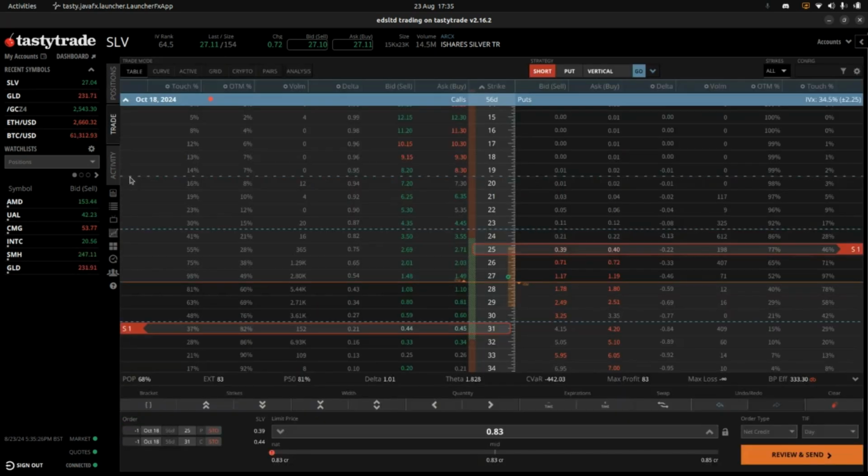So what is the profit and what is the loss? Based on these two contracts, if we sell both of them, we would collect a credit of 83 cents per share. That works out to $83, because each contract controls 100 shares of the underlying. So 0.83 times 100 is $83. We would collect $83 up front.